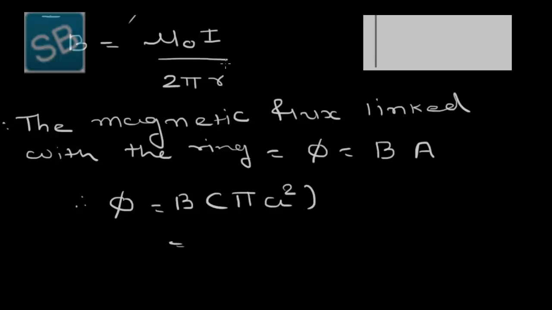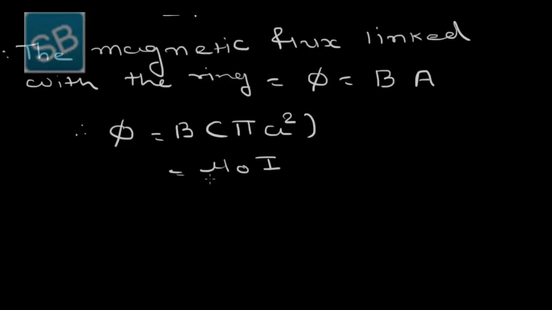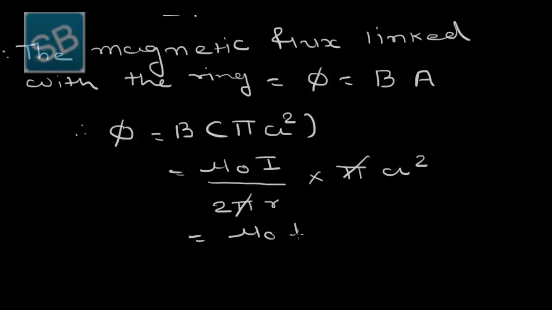Now, substituting the value of B in this equation. So, mu 0 I divided by 2 pi r into pi a square. So, this pi gets cancelled, and hence in the numerator mu 0 I a square divided by 2r. So this is the value of magnetic flux. But this is not the end. We have to find out the induced EMF produced in the ring.